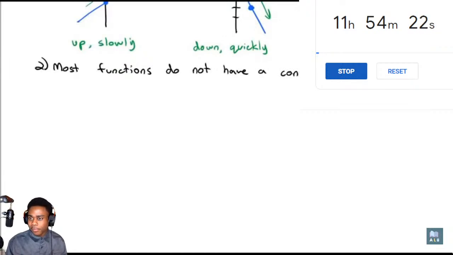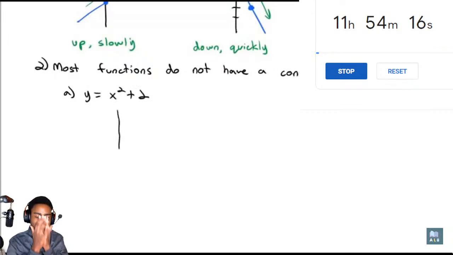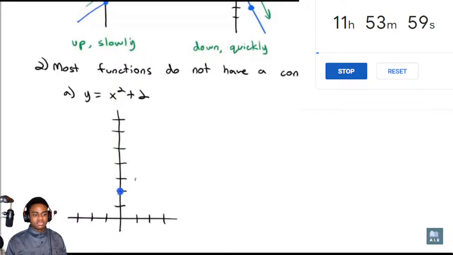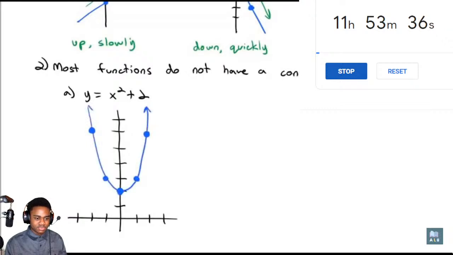For example, if we consider the graph y equals x squared plus 2. Now y equals x squared plus 2 has a vertex right at 2. It's got the points 1, 3, and negative 1, 3, and then 2, 6 and negative 2, 6. Or I'm sorry, 3, 11 and negative 3, 11. So here is the graph of x squared plus 2.